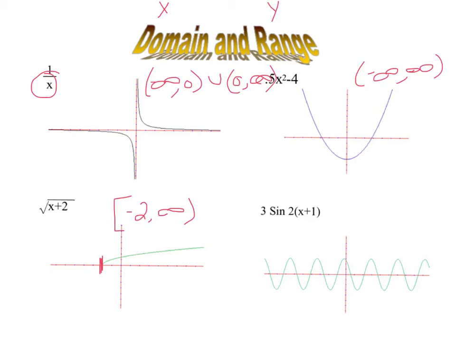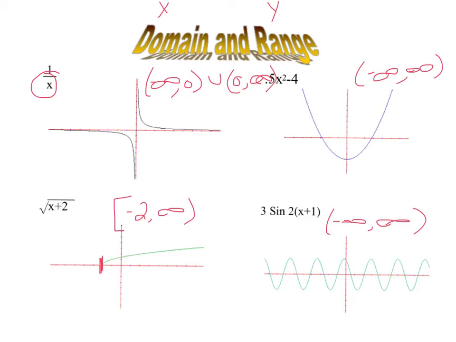Finally, the sine function. Well, the trig functions sine and cosine have domains of all real numbers, negative infinity to infinity. Tangent does not, and neither do the reciprocal functions cotangent, cosecant, or secant. But sine and cosine have domains of all real numbers.